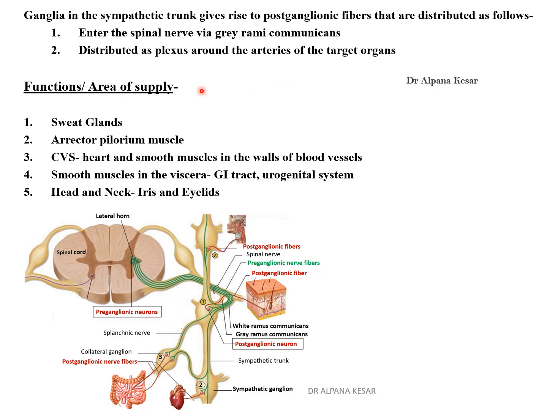The function or the area of supply of the postganglionic fibers arising from the sympathetic nervous system are sweat glands, erector pili muscle, the cardiovascular system, that is the heart and the smooth muscles in the walls of the blood vessels, smooth muscles in the viscera, that is the gastrointestinal tract and urogenital tract, and in the head and neck it innervates the iris and the eyelids.